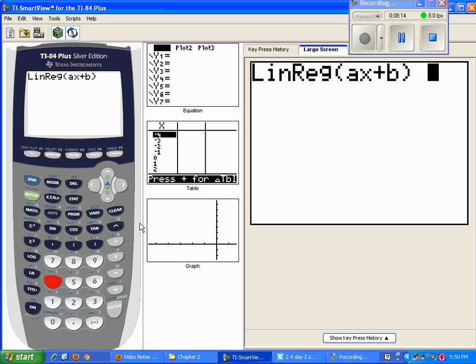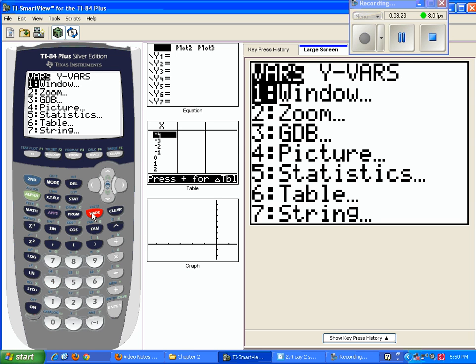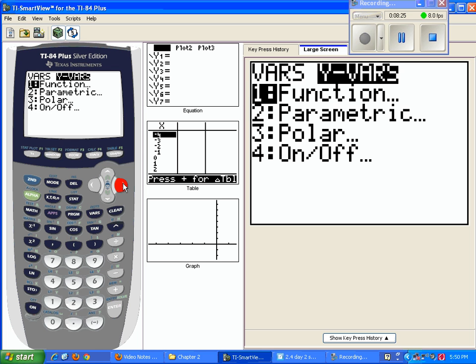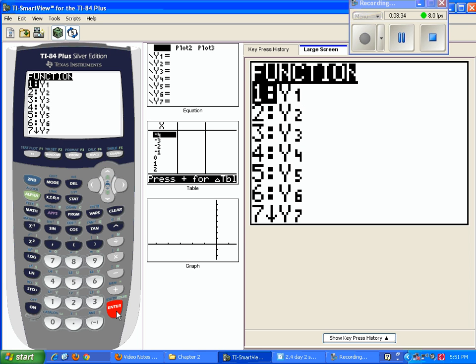Before I hit enter, I also like to put this into my y equals. So how do you put this into your y equals? You have to go to vars, which stands for variables, right arrow over to y vars, because we're putting it into our y variable. We're only dealing with functions. We won't do anything with parametric, polar, or the on-off for right now. So enter. And notice that when you do y equals in your calculator, it shows up in the graph the same as it does right here. So these tell us where we're going to put it into our equation. So I'm just going to put it into y1.